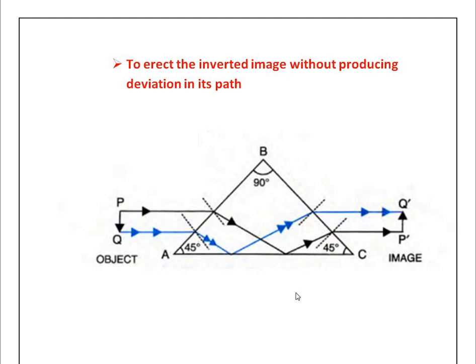As a result, by reflection and emergence, the rays are inverted, and for the inverted object PQ, here is the erect image we can get, P dash Q dash of the object PQ. Our prism when used in this manner is called an erecting prism. So as a slide projector we use this type of prism.